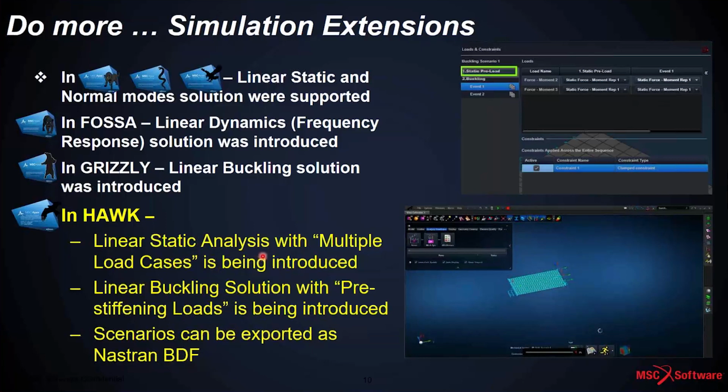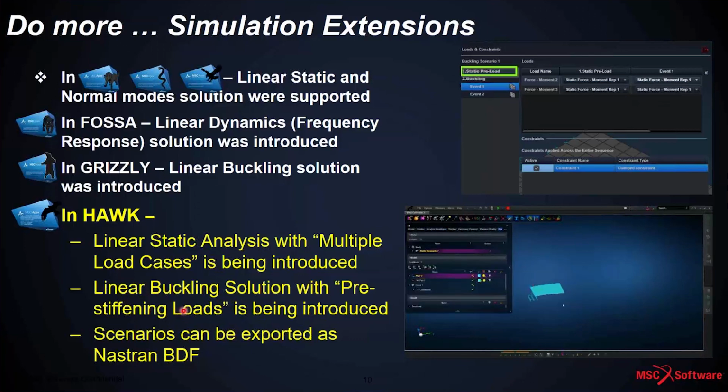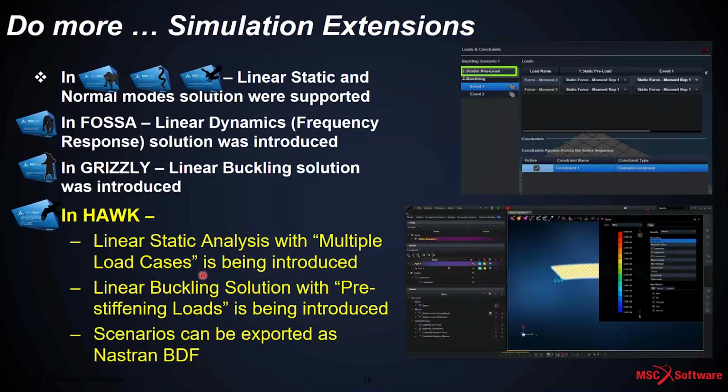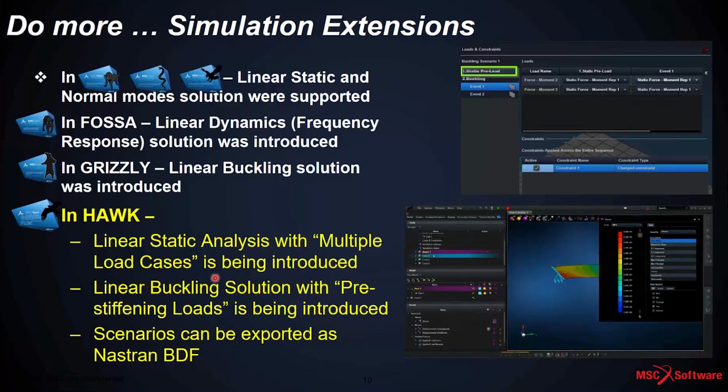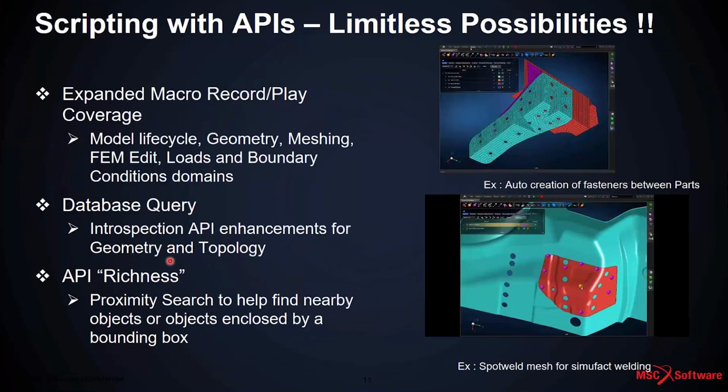And it can be done in both linear static and linear buckling simulation. For linear buckling, you can now also do pre-stressed buckling characterization with different loads. More importantly, once you define these scenarios in Apex, you can export them as a Nastran PDF. This makes the product a lot more usable: not only can you define multiple load cases within Apex, but you can also export them and run them outside of Apex in Nastran.